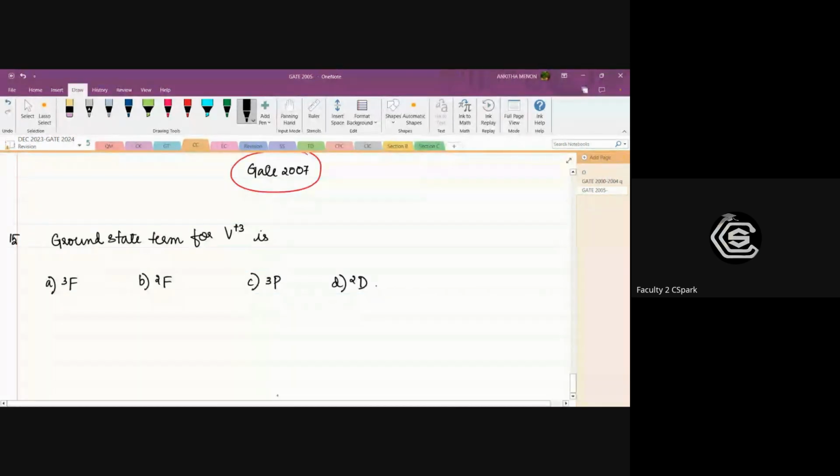D2 means 2 unpaired electrons. Then we immediately understand that the spin multiplicity is 3. So it's not option B, it's not option D. It's a triplet. And you have a d2 system. So +2 and +1, with one electron each. So L is 3, so it's going to be a triplet F. Yes.